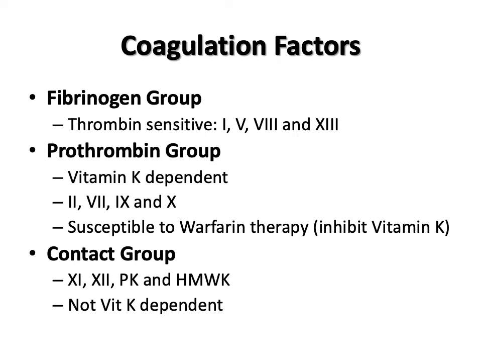The contact group are not vitamin K dependent and consist of factors 11, 12, PK, or prekallikrein, and HMWK, high molecular weight kininogen. Factors in the fibrinogen group, as well as factor 2, are consumed during clotting. Factors 5 and 8 are both labile and will decrease in stored blood.